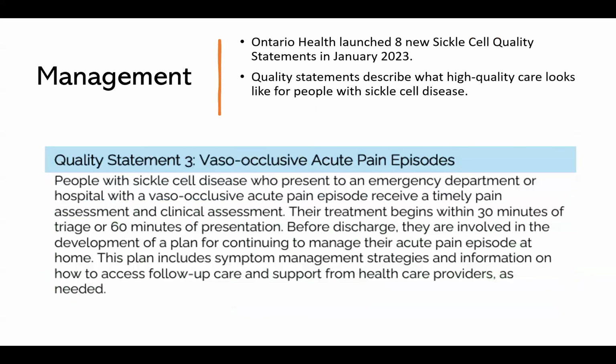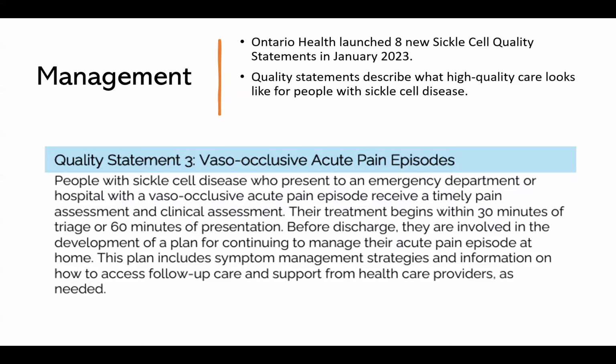So before I go into some of the common complications with sickle cell disease, I just want to highlight the Ontario Health Sickle Cell Quality Statements. In January of 2023, Ontario Health launched these new standards. They're quality statements that describe what high quality care looks like for people with sickle cell disease. Specifically for this presentation, I want to focus on quality statements 3 and 4.